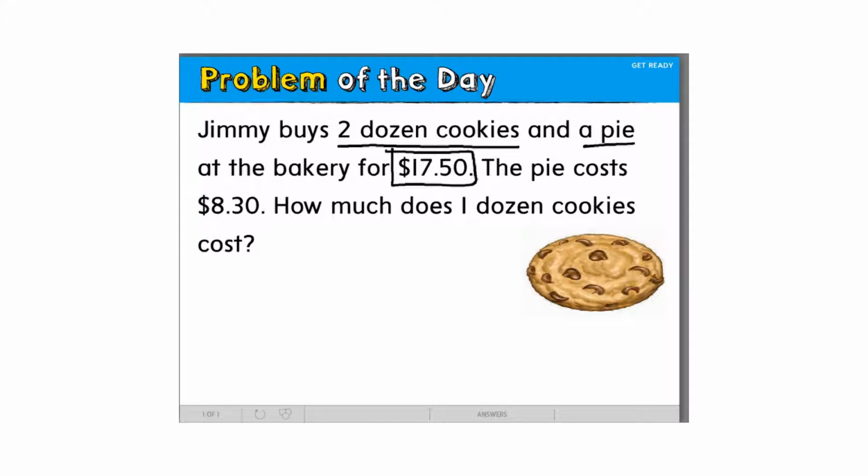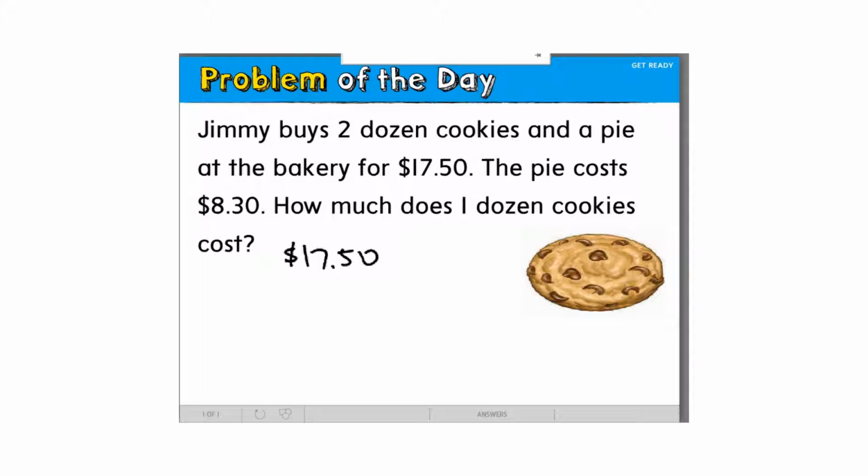Total amount he spent was $17.50. The pie cost $8.30. The question is, how much does 1 dozen cookies cost? So let's see if you figured out some of the things I underlined and why they're important. If he spends $17.50, in order to see how much the cookies cost, we can subtract the amount of the pie.